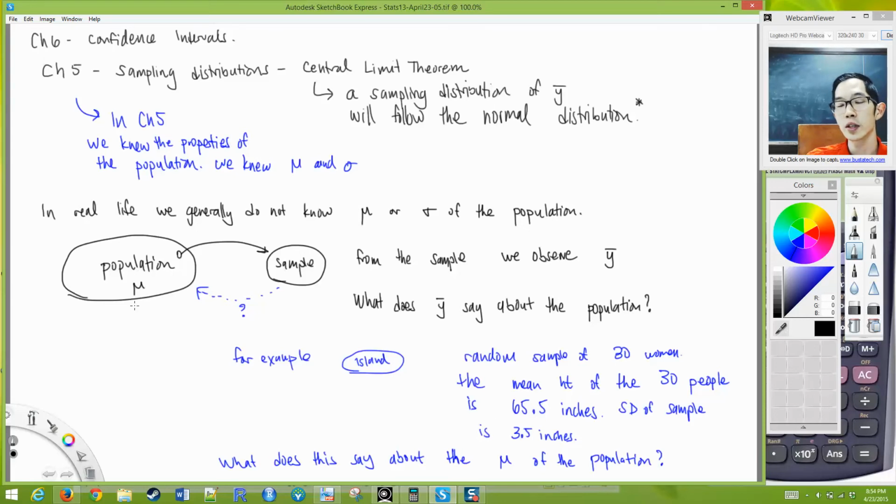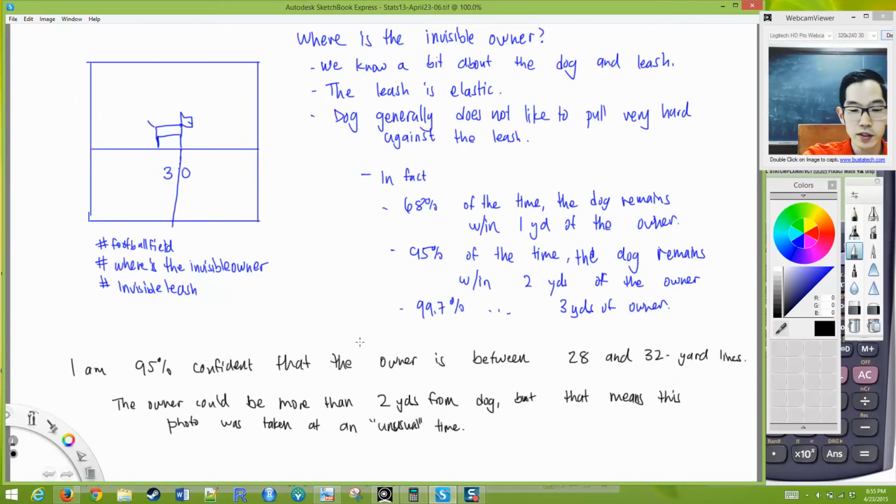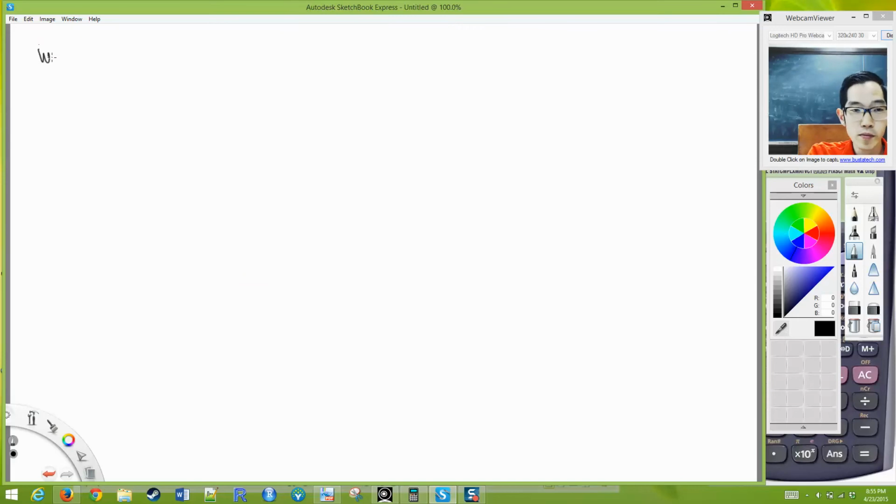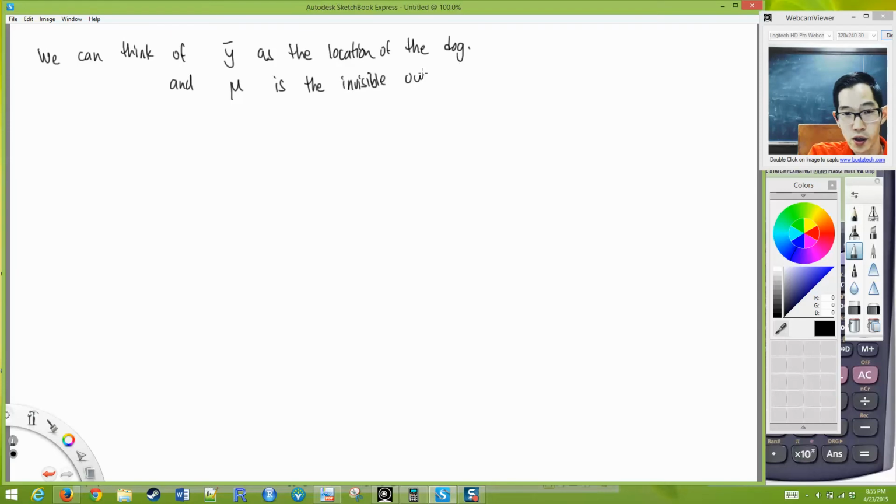In trying to tie it back to this example, we can think of y bar as the location of the dog, and mu is the invisible owner. And the central limit theorem is the combined behavior of dog and leash.